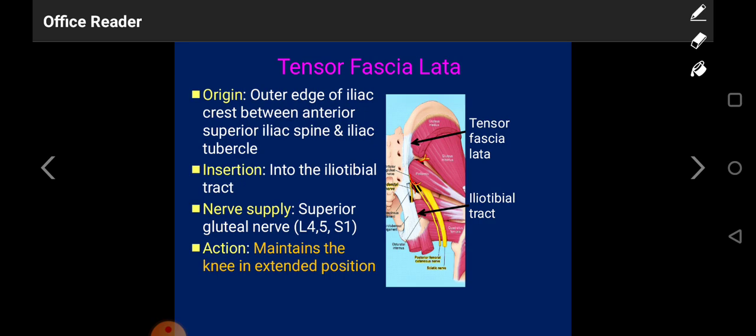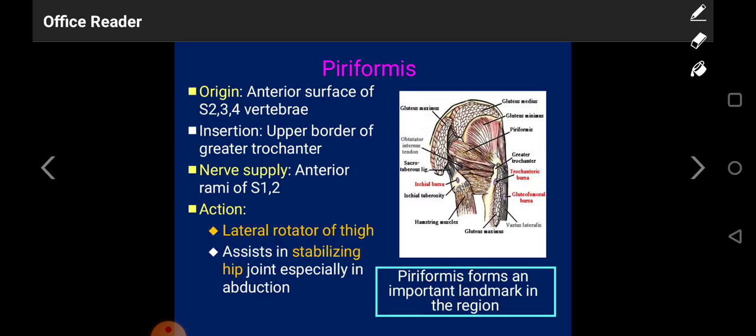Then the tensor fascia lata. It arises from the outer surface of the edge of the iliac crest between the anterior superior iliac spine and the iliac tubercle. It is inserted into the iliotibial tract. In the diagram we can see the tensor fascia lata muscle, and the nerve supply is by the superior gluteal nerve. It maintains the knee in an extended position.